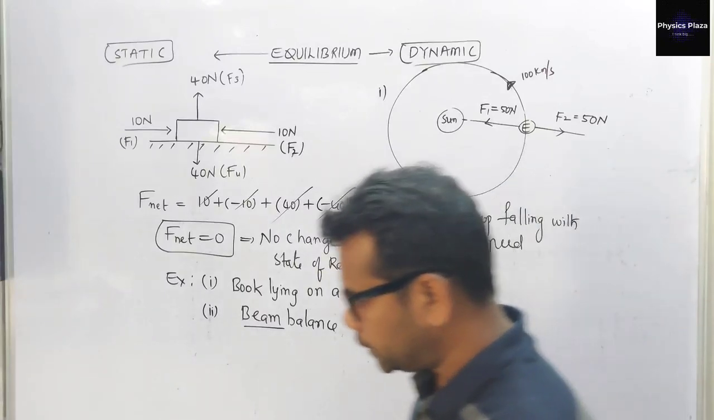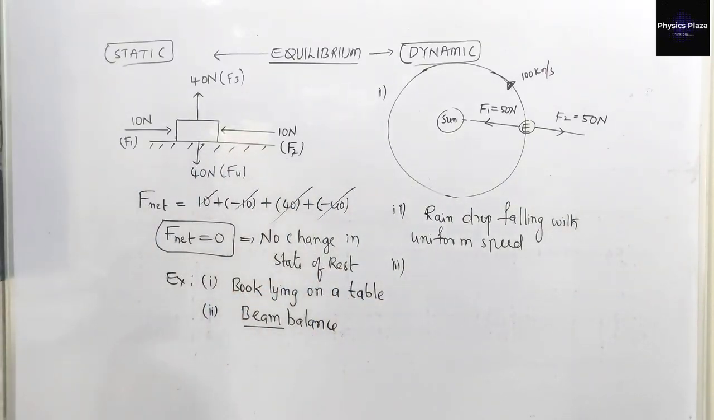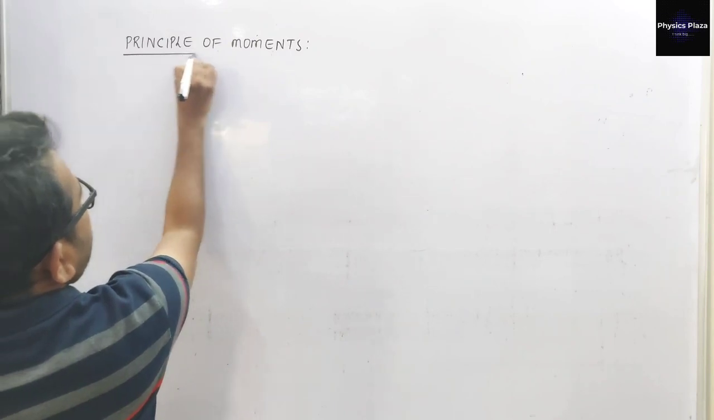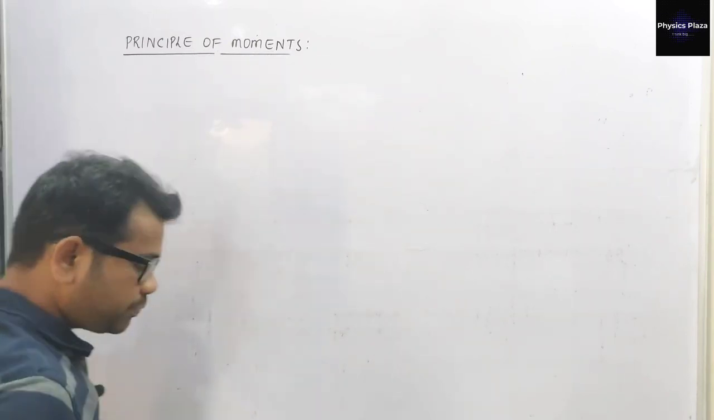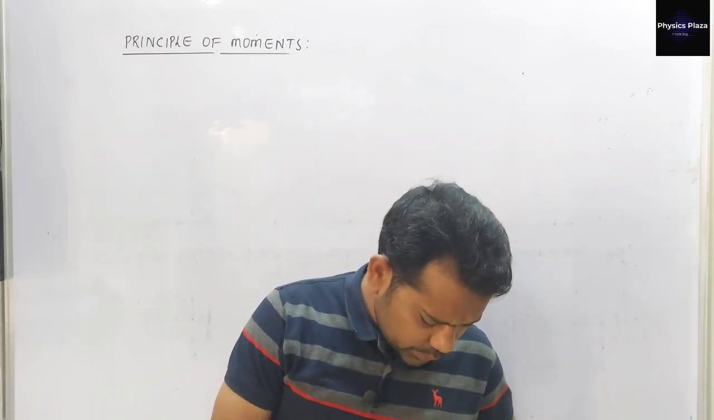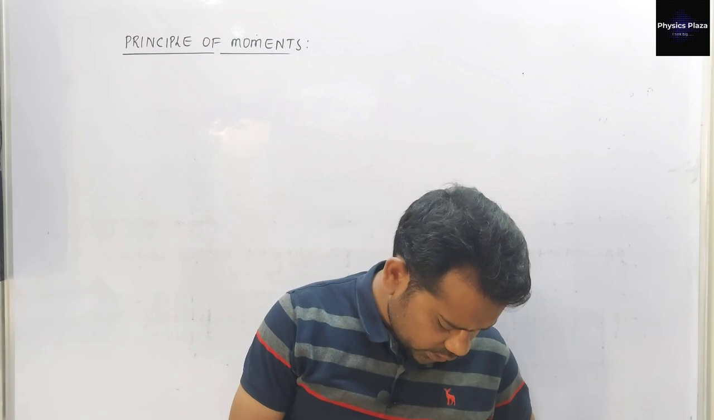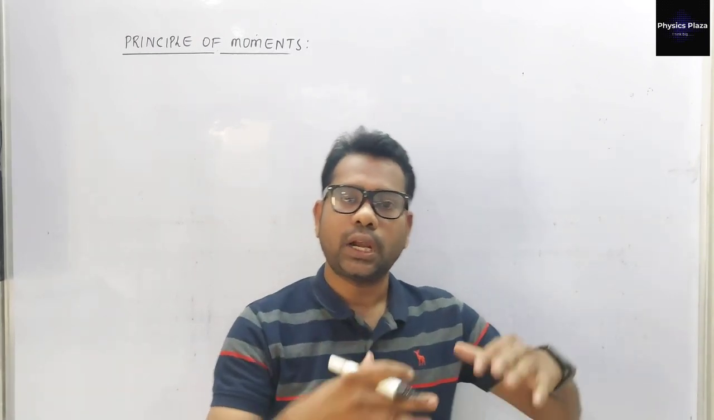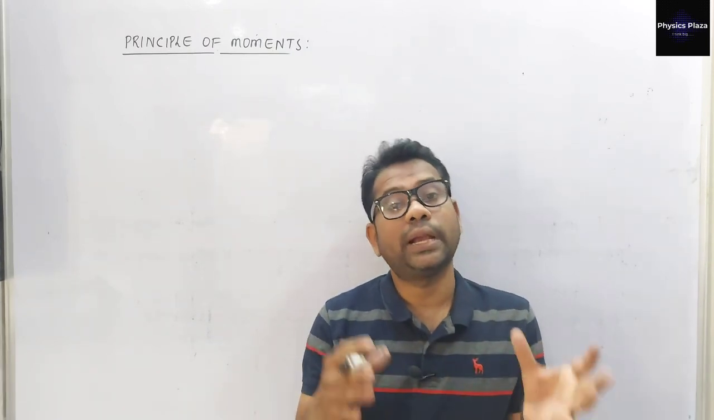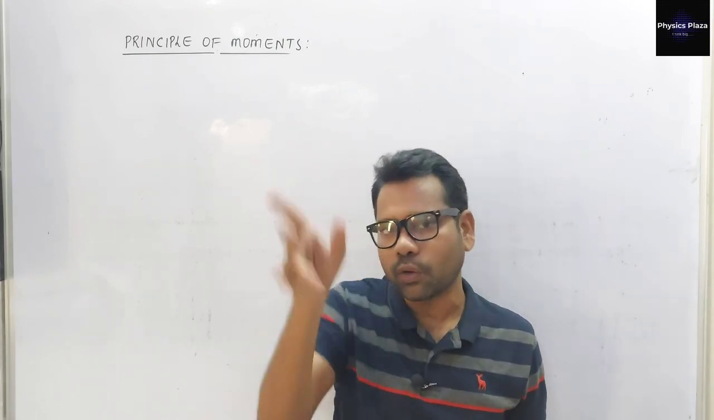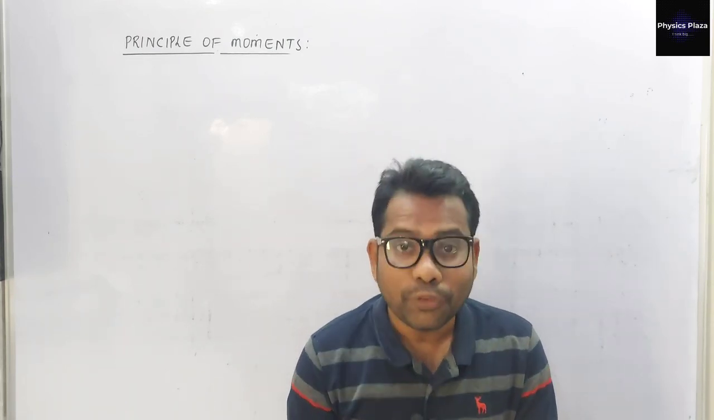Just copy it. Now, we discuss the most wanted principle of moments. Children, if several forces are acting on a body and the body is pivoted, what do we expect? We expect that there will be some rotation. If some forces produce clockwise movements and others produce anti-clockwise movements, then what happens? If all forces together produce either clockwise or anti-clockwise movement, there will be rotation.